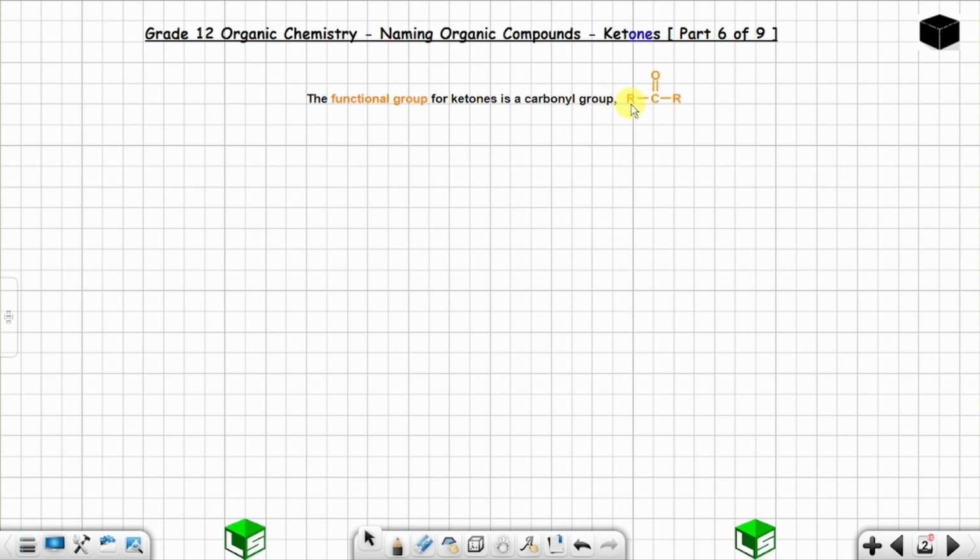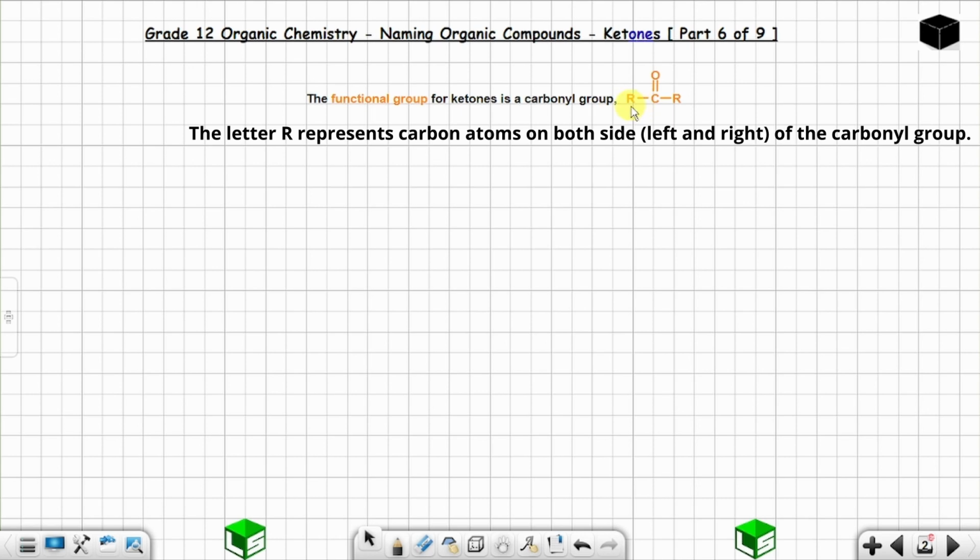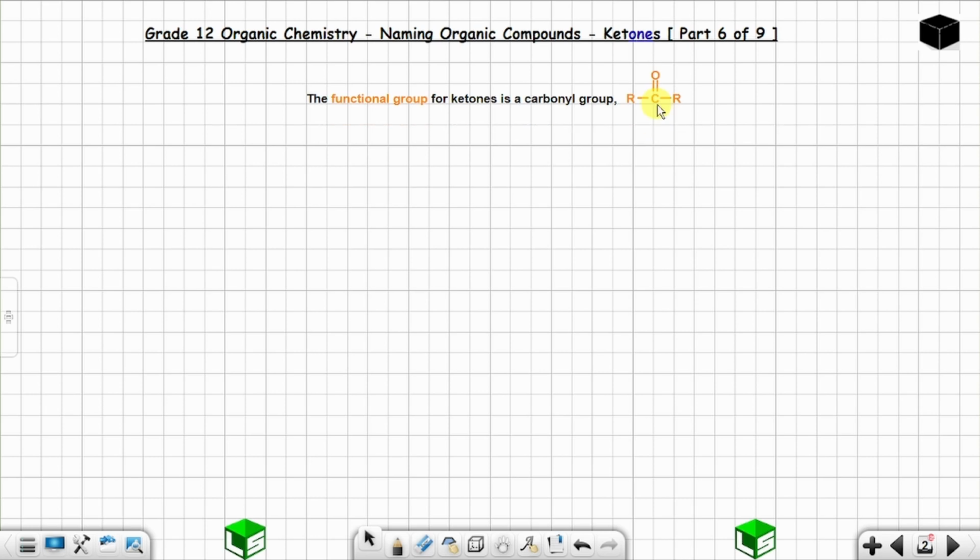So this is the carbonyl group. To identify the carbonyl group, you have a carbon atom bonded to the oxygen atom by a double bond, and you have carbon atoms on both sides. So you have a carbon atom on the left side and another carbon atom on the right side. The letter R represents carbon atoms on both sides of this carbonyl group. So this is how you can identify the carbonyl group.